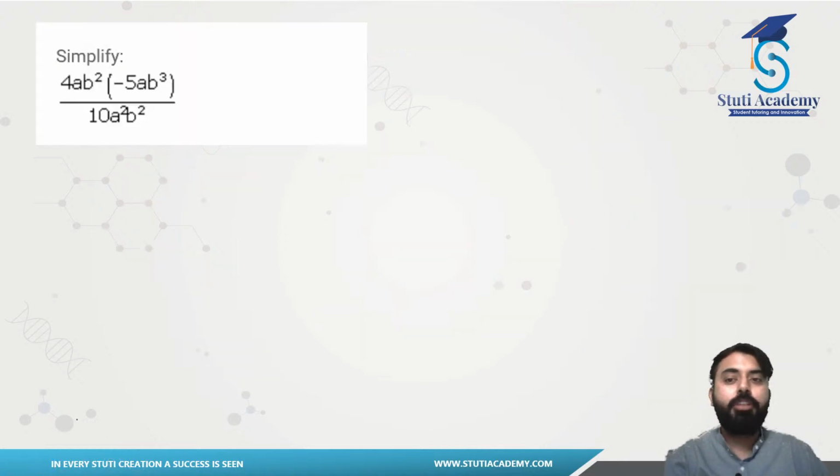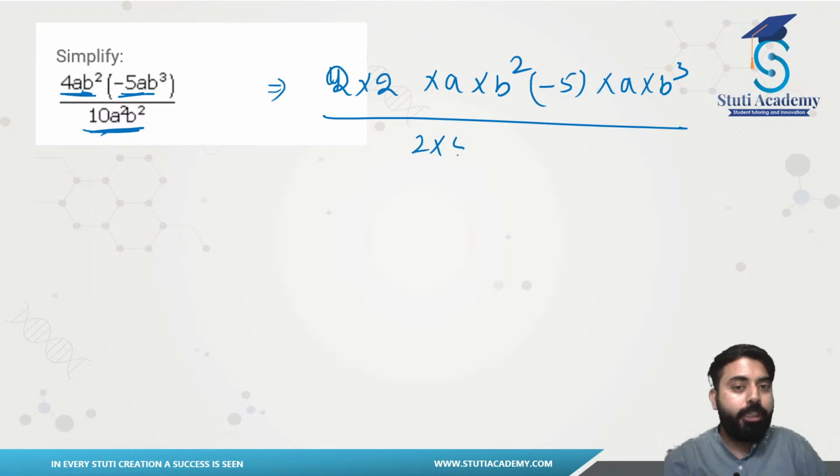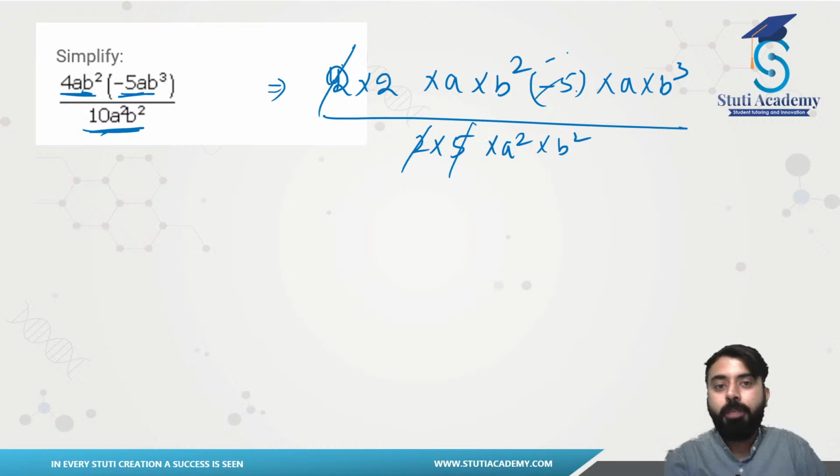Now on the basis of this, we have some questions here. See, we have 4ab square minus 5ab cube divided by 10a square b square. It is very easy. You can just write it here. 4 you can write as 2 into 2 into a into b square, into minus 5 into a into b cube, divided by 2 into 5 into a square into b square. Now guys, see, 2 into 5, that will be 10, so they will cancel out. There will be a minus 1 here. So in short, your answer will be carrying a negative sign.